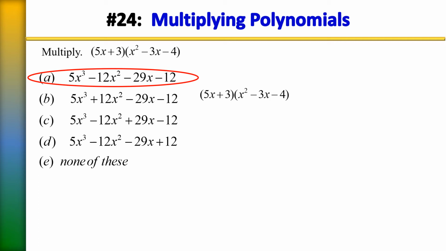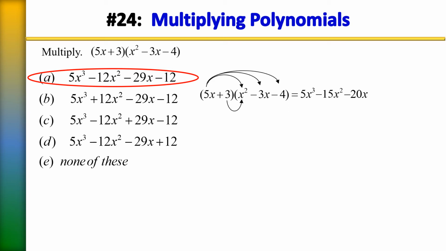So let's go ahead and get started here. 5x times x squared equals 5x cubed. 5x times -3x equals -15x squared. 5x times -4 equals -20x. And now we're going to go under.